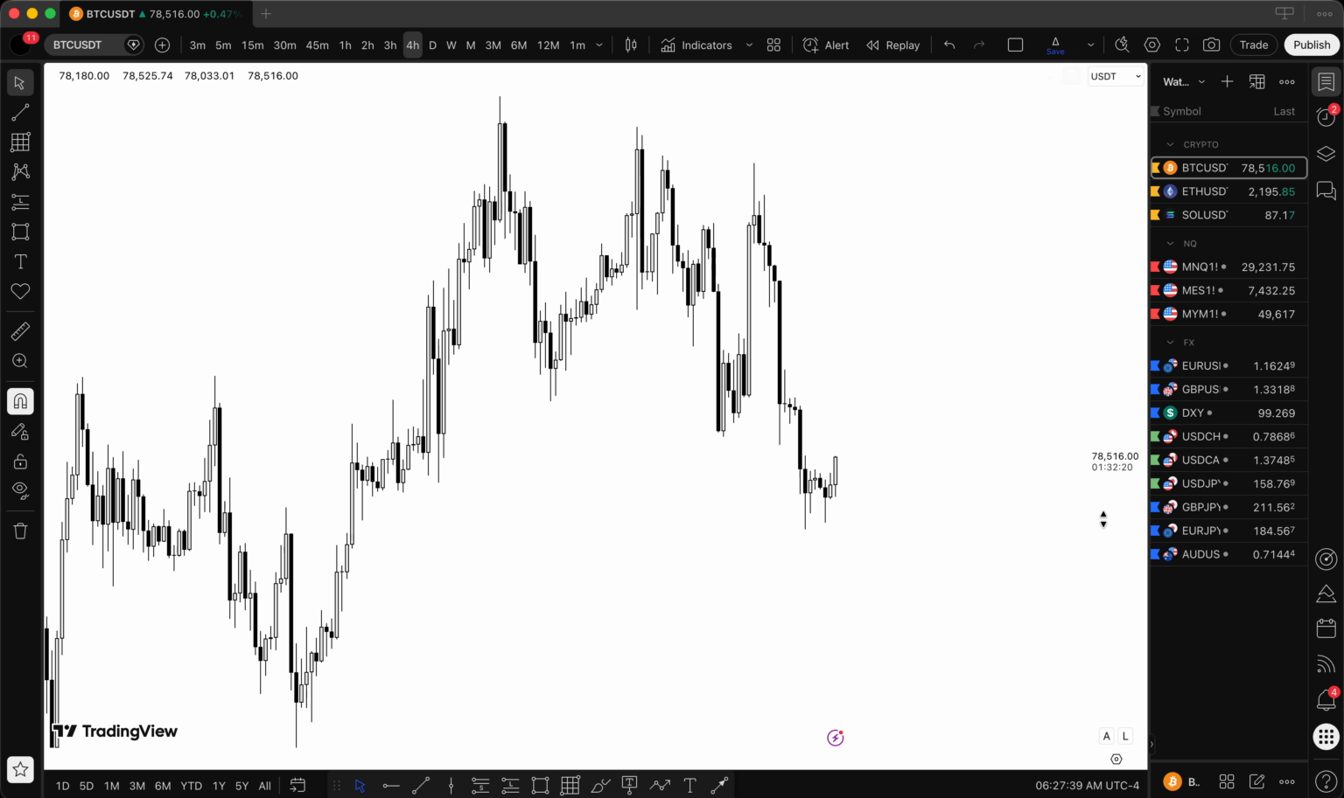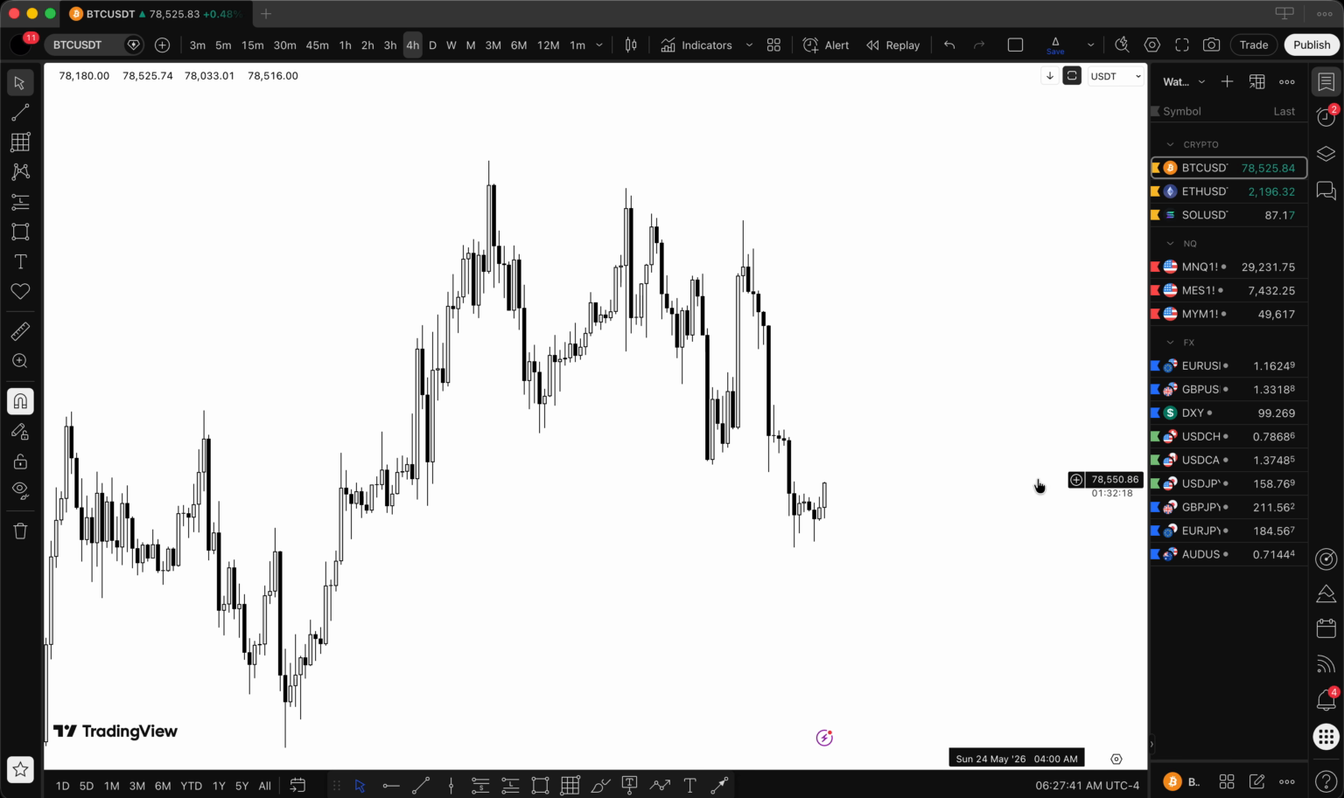That's it. Bitcoin is really interesting, and we'll see what happens. I don't want to give my exact outlook because there's if then. What happens today will determine what's next week.